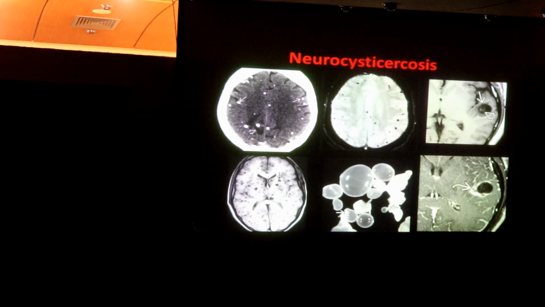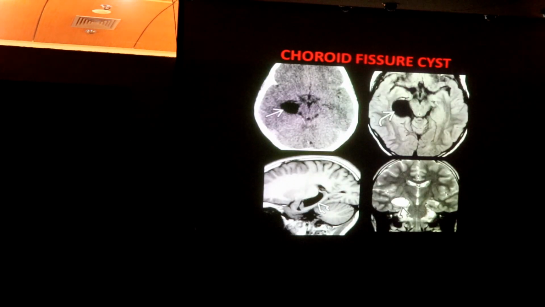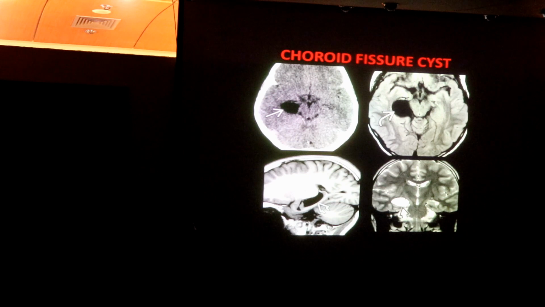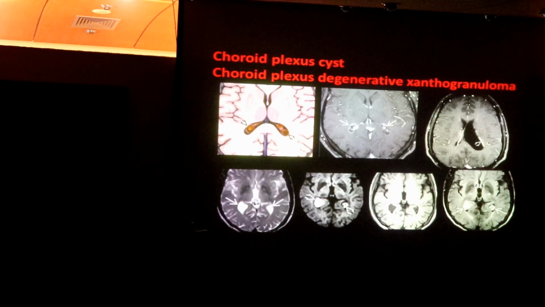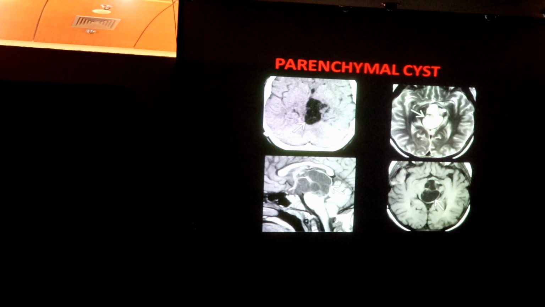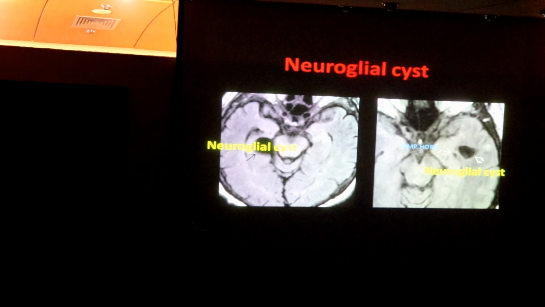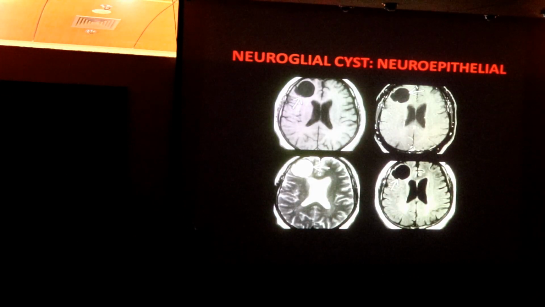Neurocysticercosis looks very much like our case, the early cases of Hydatid. Choroid fissure cyst, as we mentioned. Choroid plexus cyst, from the choroid plexus itself. You can get calcification, you can get cyst, which is a form of degeneration. Parenchymal cyst or neuroglial cysts. Look at this. Neuroglial cyst. Looks very much like Hydatid.